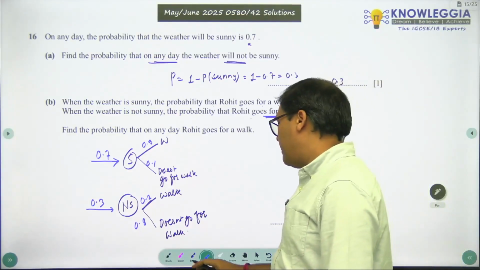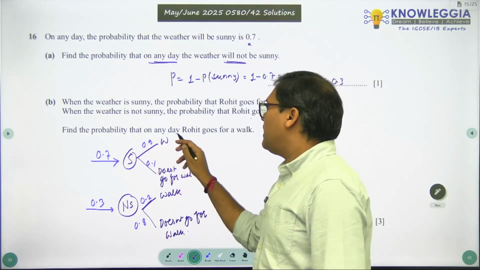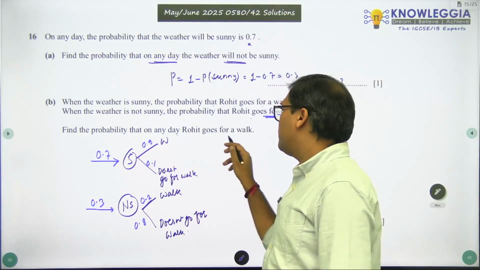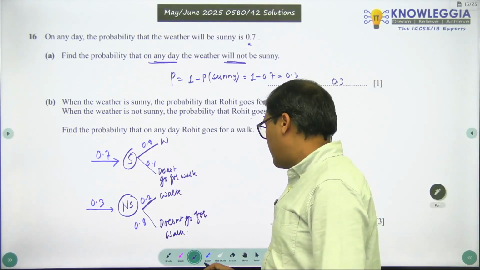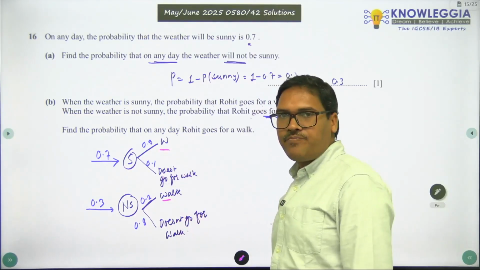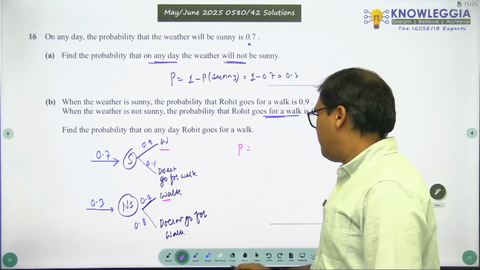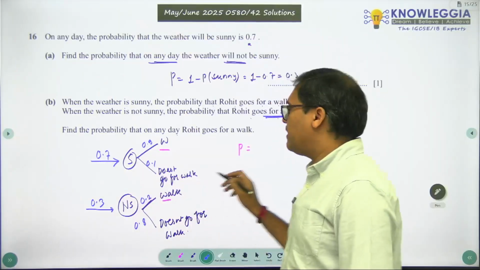This is the tree diagram. Now let's see what the question is. Probability that on any day Rohit goes for a walk. That means we have to find this and this. So what is the probability? You can see the weather is sunny. That is 0.7.